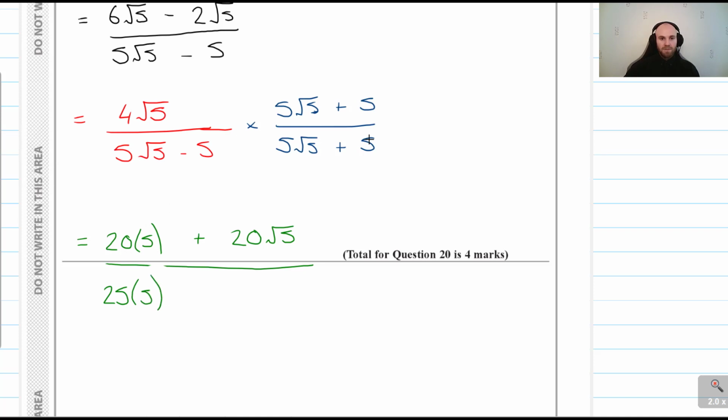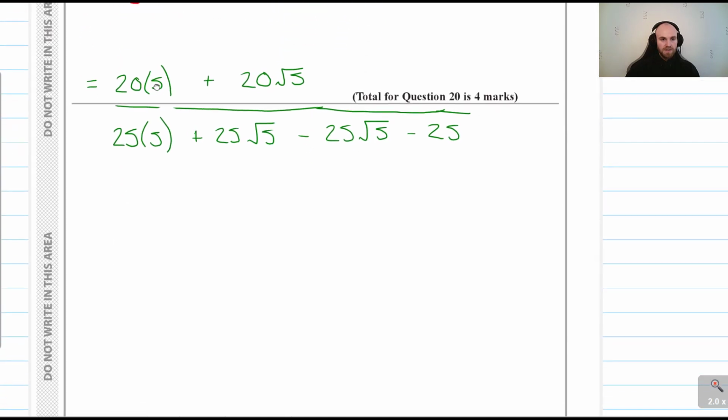And then 5 root 5 multiplied by 5 is going to be plus 25 root 5. Minus 5 multiplied by 5 root 5 is going to be minus 25 root 5. Let's move this along. And then minus 5 multiplied by plus 5 is going to be minus 25. Okay, just move this down a bit more. Change the color.